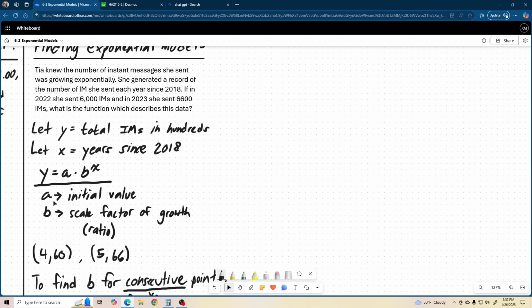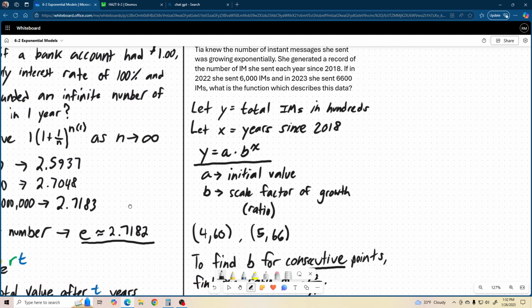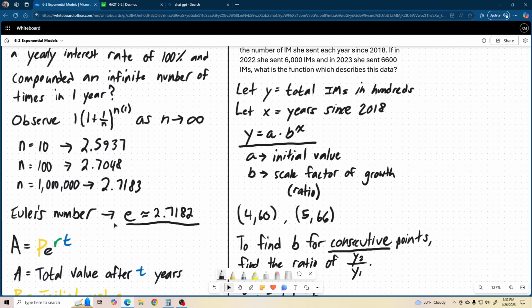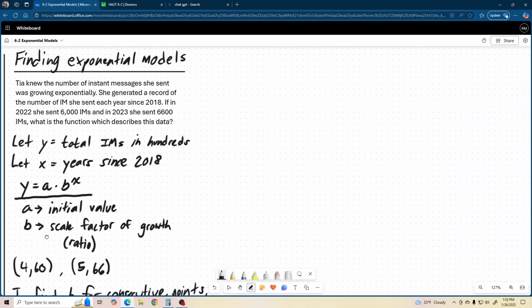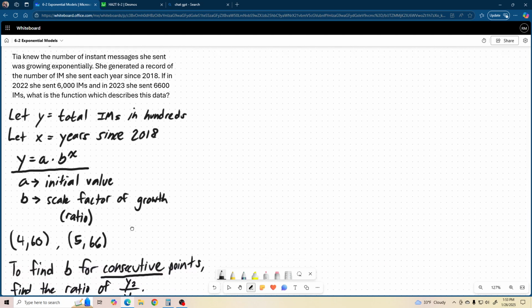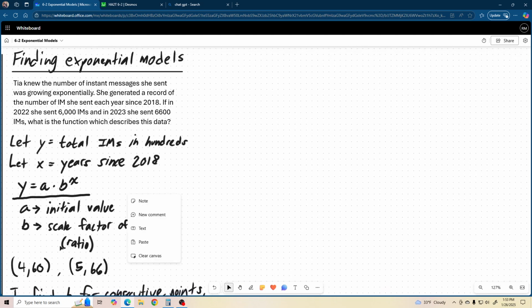Now, like I said, a is going to be our initial value. This is always what we're looking for as far as where's our starting point. And then b is going to be the scale factor of growth, and this is going to be in the form of a ratio. Irrational numbers are just ratios that don't divide evenly, right? So makes sense. All right, so the first thing we notice is that we have a couple of points then.